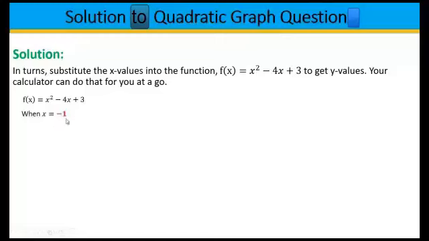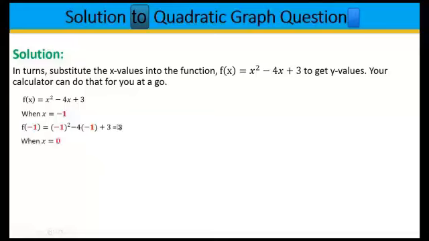Let's put that -1 into the function. So wherever we find x, put in -1, but put -1 in brackets before you square it. If you fail to do so, your answer may be incorrect. Then -4 times x, so in place of x we put in -1, then plus 3. This means that in the function, wherever you find x is where you substitute the value of x. And then when x equals -1 is substituted, we get the y value to be 8.